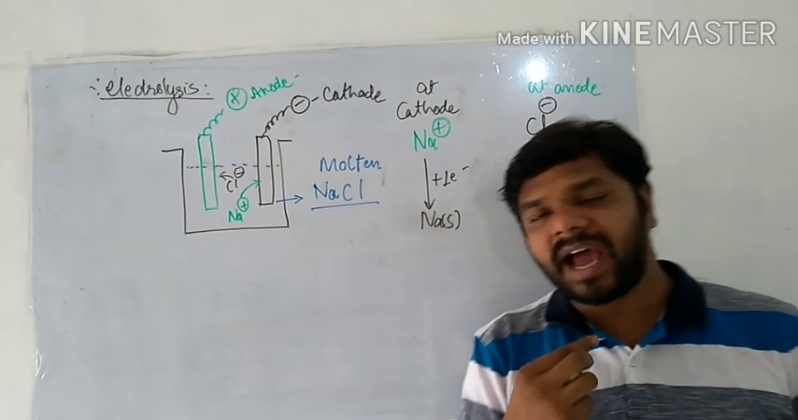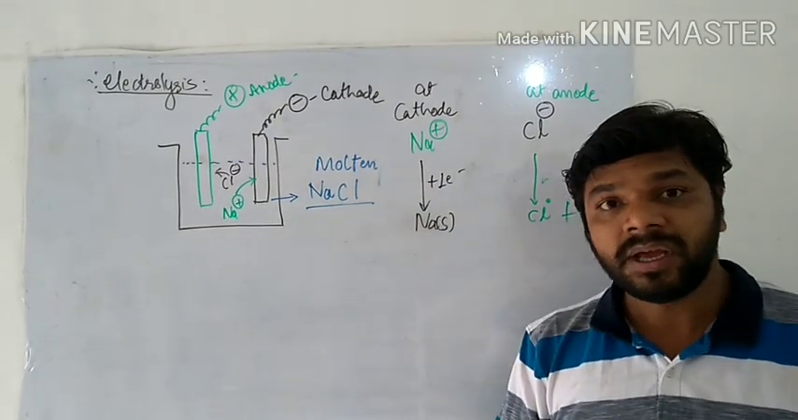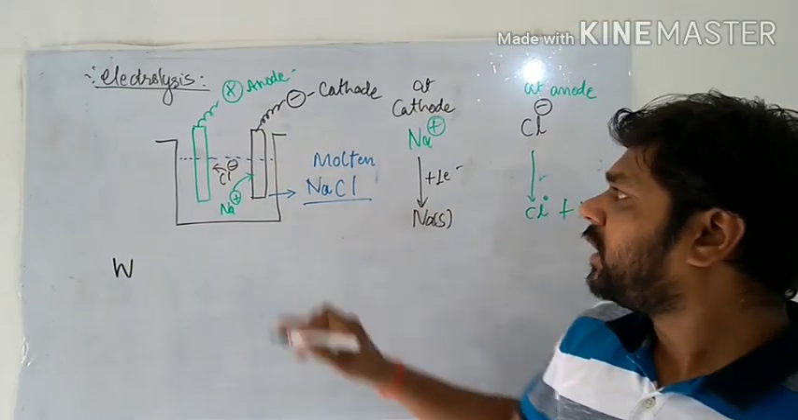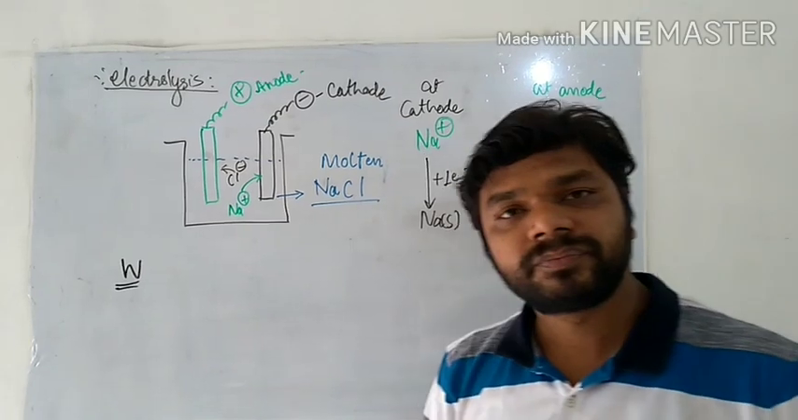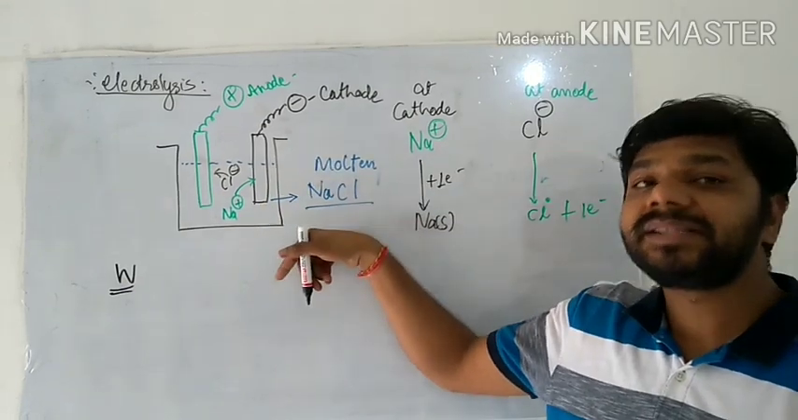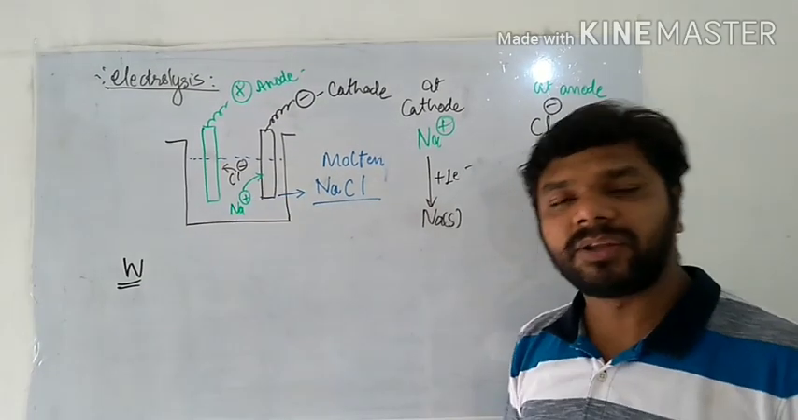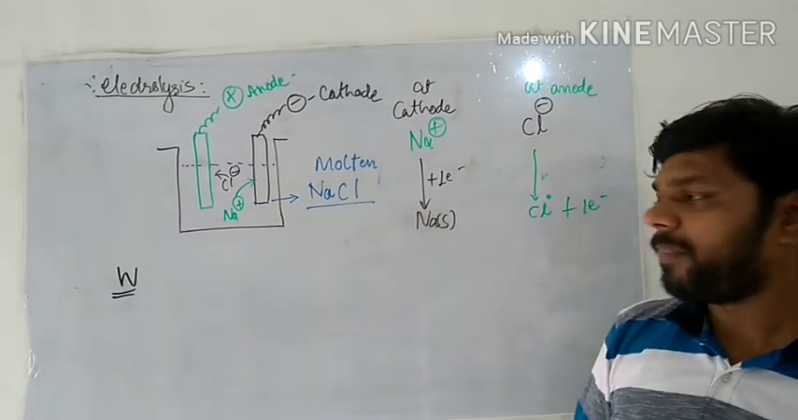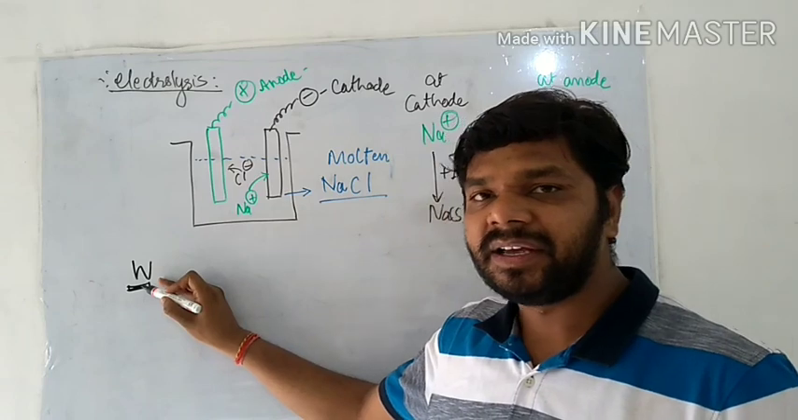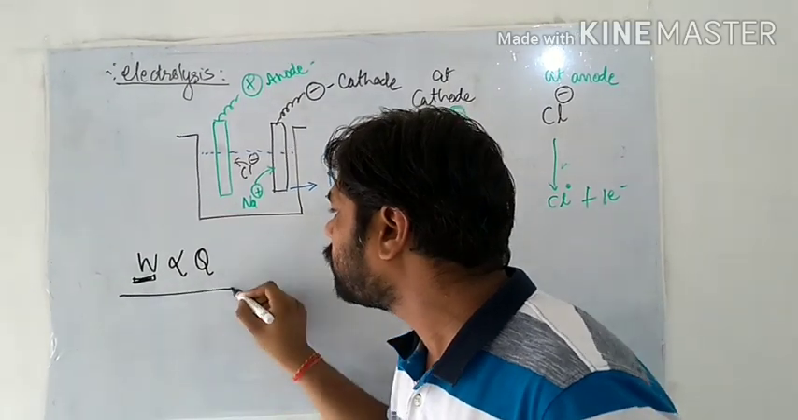After a certain time, there will be a mass of sodium on this cathode. We can say that the mass or weight of sodium deposited over the cathode is called W. Why is this being deposited here? Because we are passing the current and the electrode has the negative charge. That's why it is depositing on this cathode. So the mass of substance deposited is directly proportional to the amount of current passed through it.